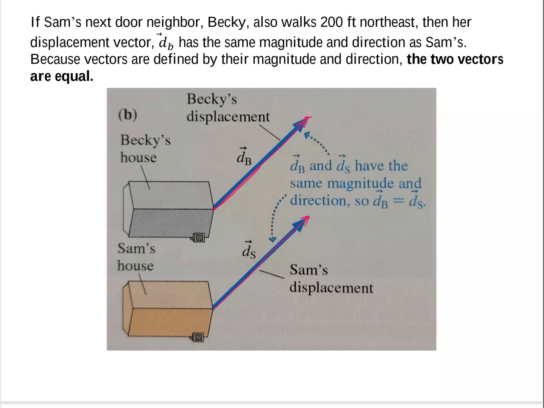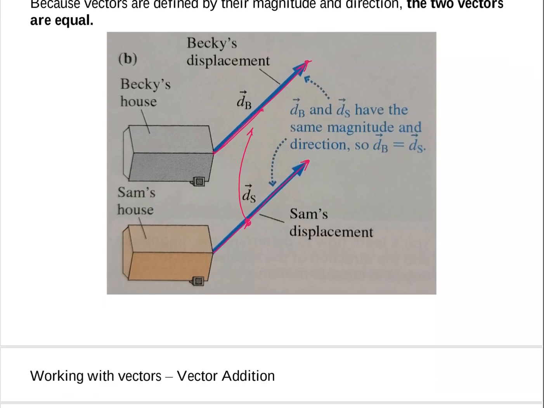I could pick this vector up right here and set it down on top of that vector right there. As long as I don't change the orientation of it, they're exactly the same vector. Got it? Okay, good. Moving on.